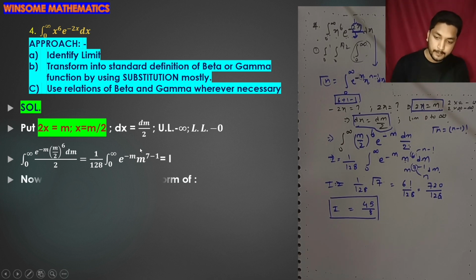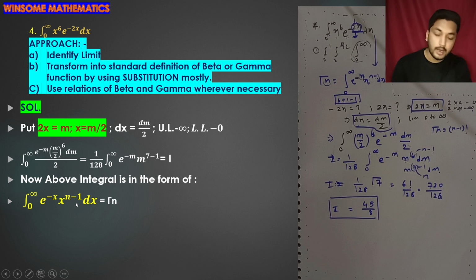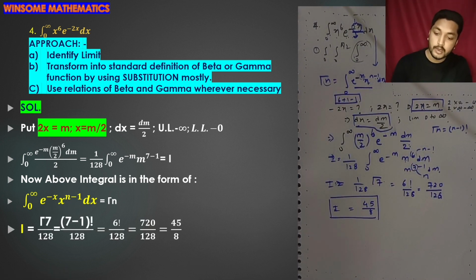This was simple. So what we did: we identified the limit, and we transformed. How did we transform? We identified the problem. What was the problem? Our problem was e to the power minus 2x. Every such integral is in this form; I already told you. So now we solved it, and this is very simple. Gamma 7 is 7 minus 1 factorial, and that is all.